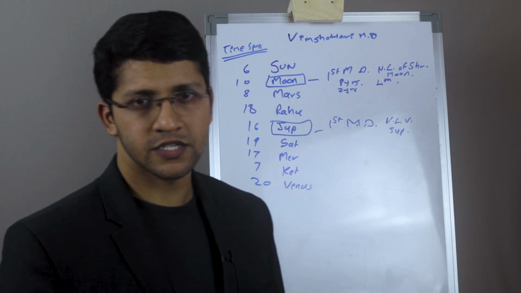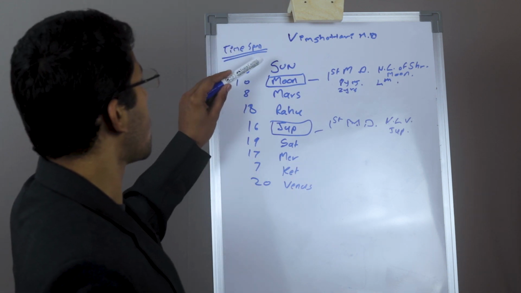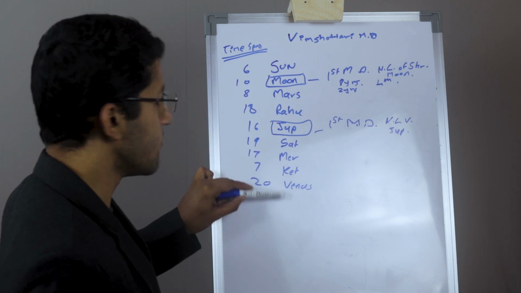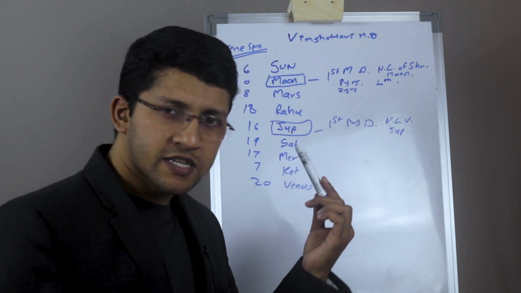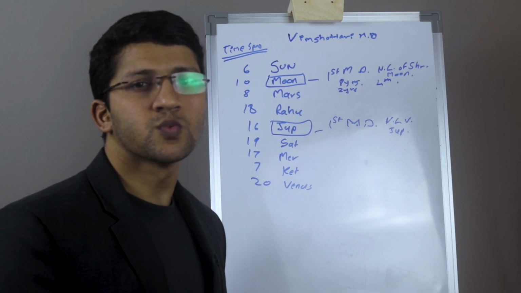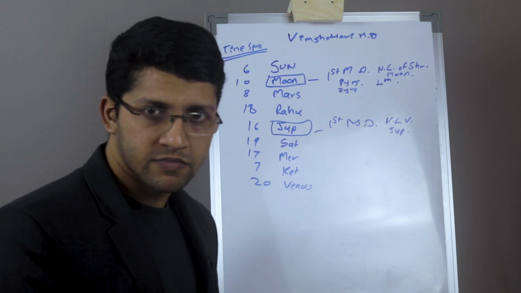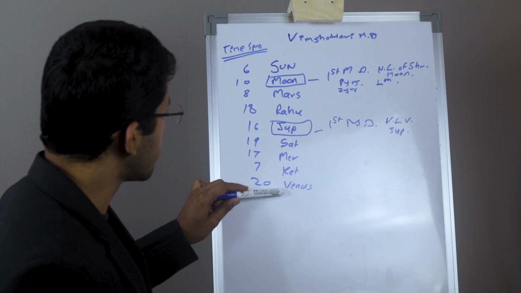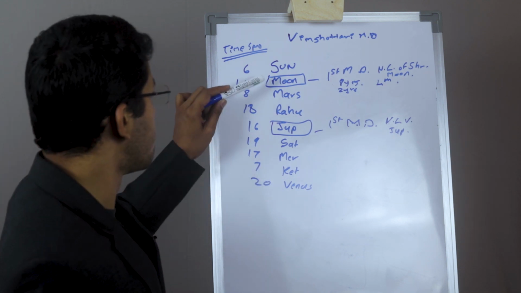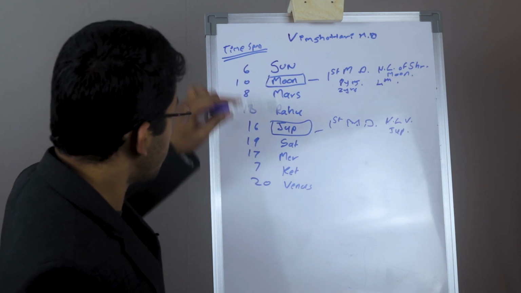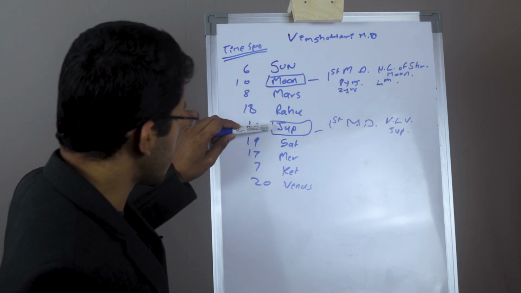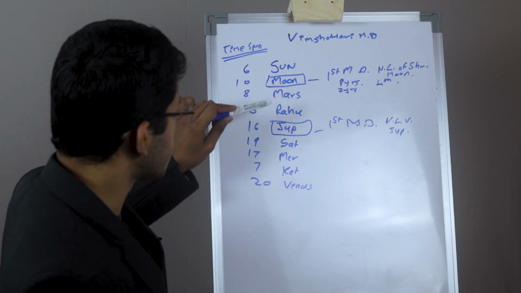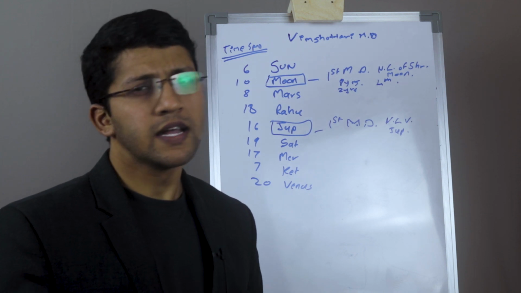The sequence of the Mahadasha is always Sun, Moon, Mars, Rahu, Jupiter, Saturn, Mercury, Ketu, Venus. Your first Mahadasha will change and the remaining sequence will remain the same. Just in case we have Moon Mahadasha, the sequence will remain the same from Mars to Sun. If it is Jupiter Mahadasha, the sequence will remain the same: Saturn, Mercury, Ketu, Venus, Sun, Moon, Mars, Rahu. That won't change.